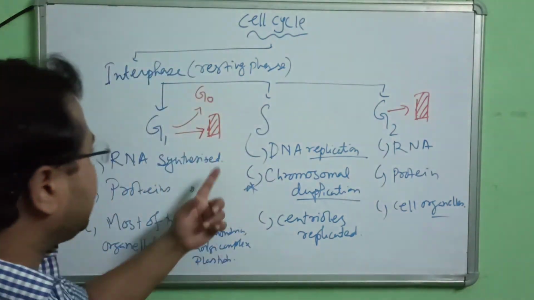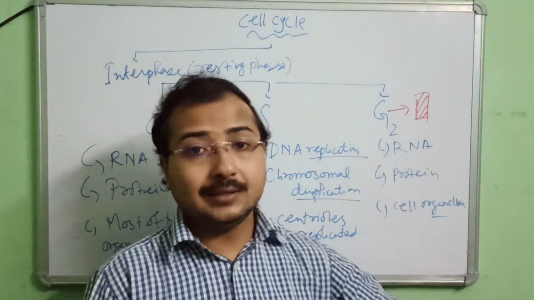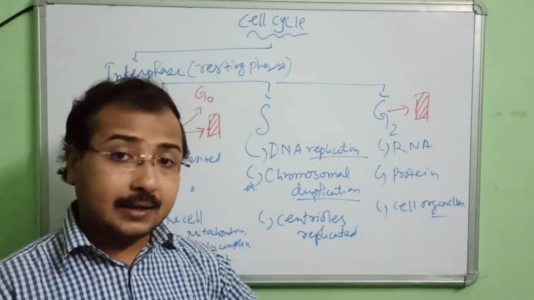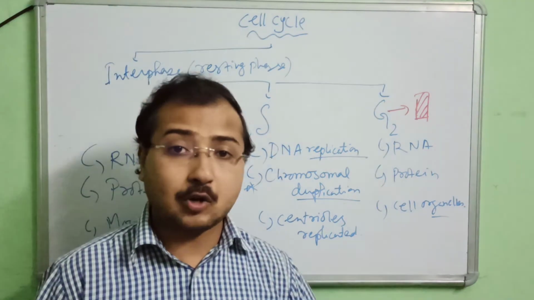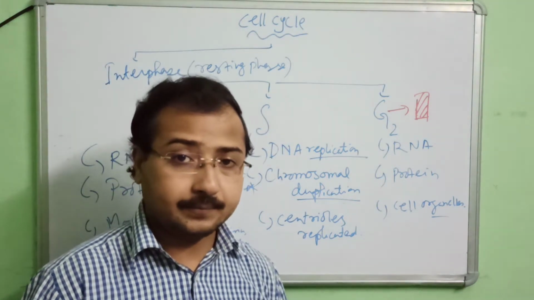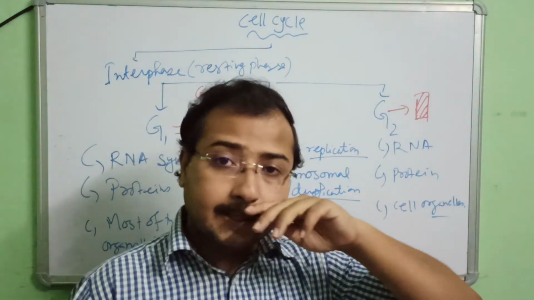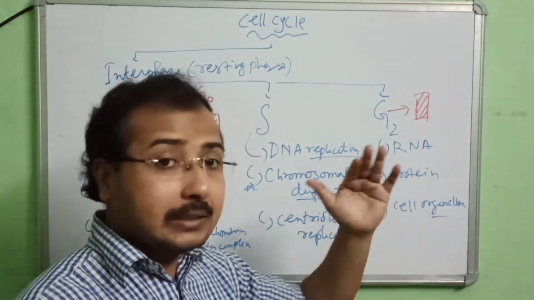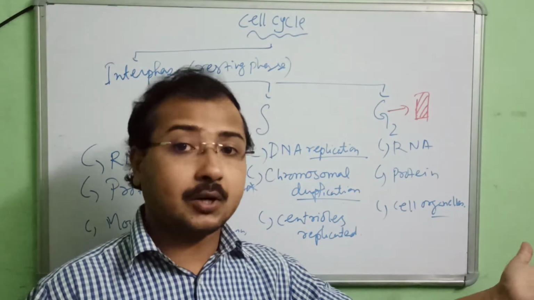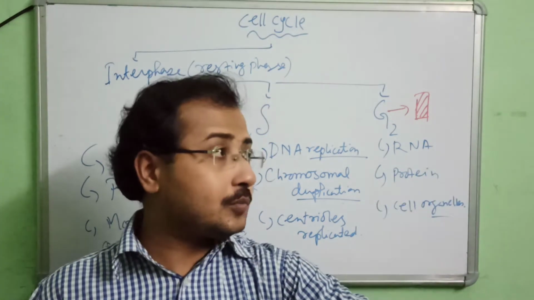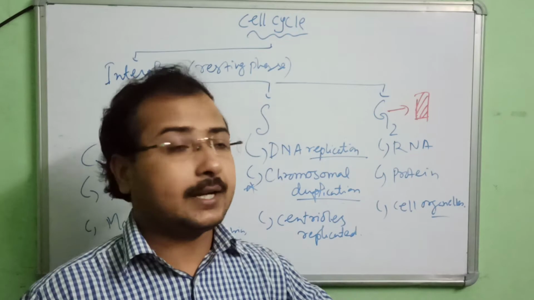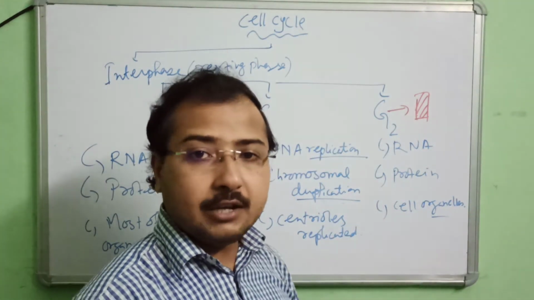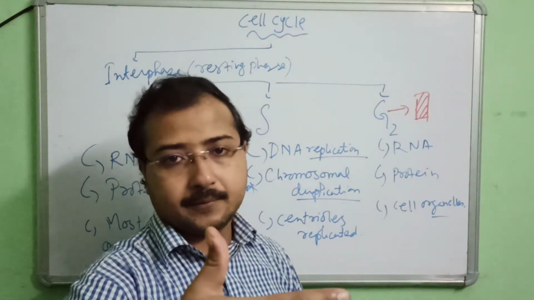So what is checked here? First of all, in the G1 phase, it is checked whether RNA or protein is synthesized properly or not. After the G2 phase, it checks whether DNA replicated properly or not, whether chromatids increased in number or not. What is the number of chromosomes now? Everything is checked in these checkpoints. If any lacking is found, it is stopped there for the time being.